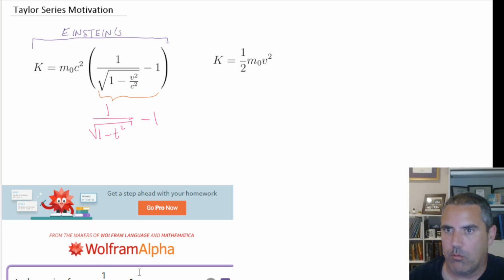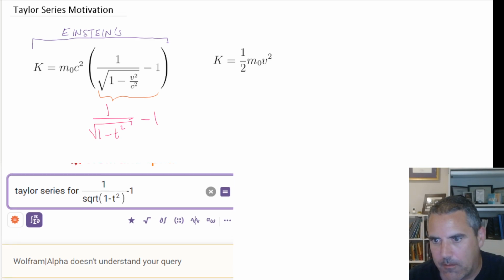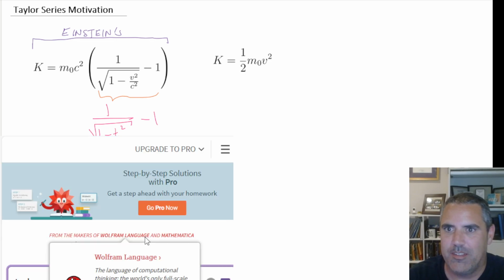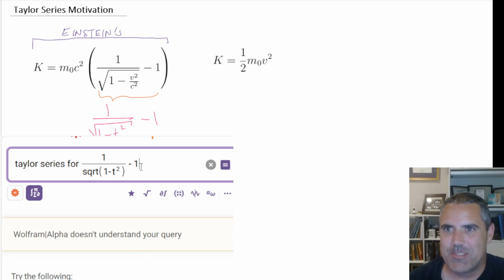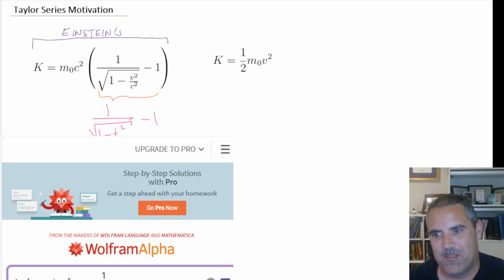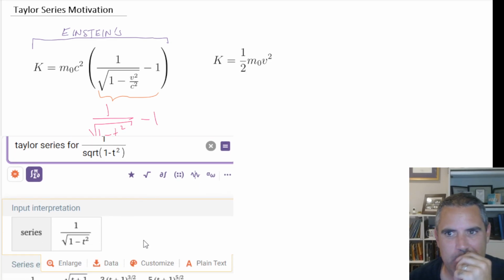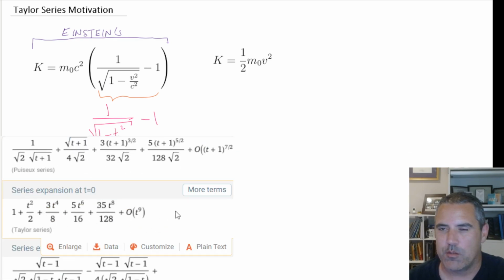So let's see what Wolfram Alpha tells us. And I should make this a little bigger so we can see it better. Oh, it doesn't understand my query. -1. See what it says. Oops. Let's try it without that. I should have planned this a little better. Taylor series for this. Oh, I did say Taylor series. Oh, there it is. There's the first few terms.